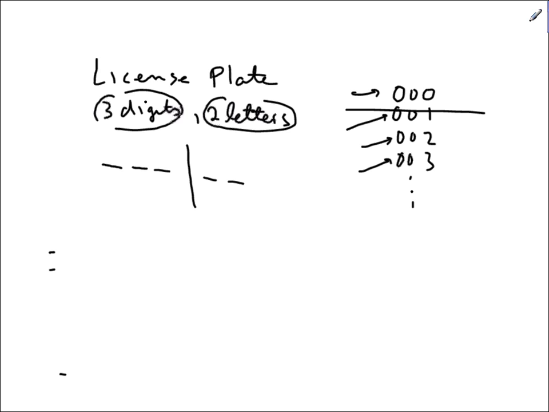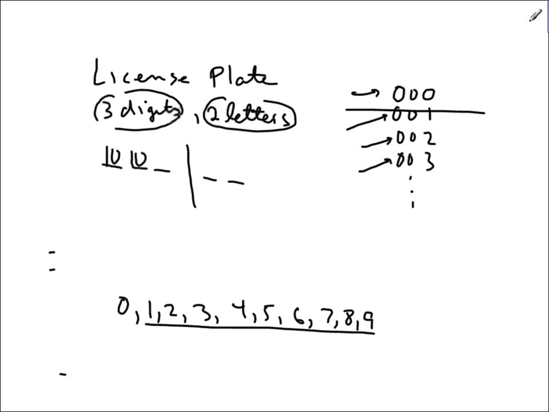But the easier way of doing this is saying, well, the first position can have one of 10 digits, and same with the second. The digits are 0, 1, 2, all the way up to 9. There are 10 of them, because 1 through 9 is 9, and then you add on the 0 digit, so there were 10 of them. The third digit is any one of the 10.